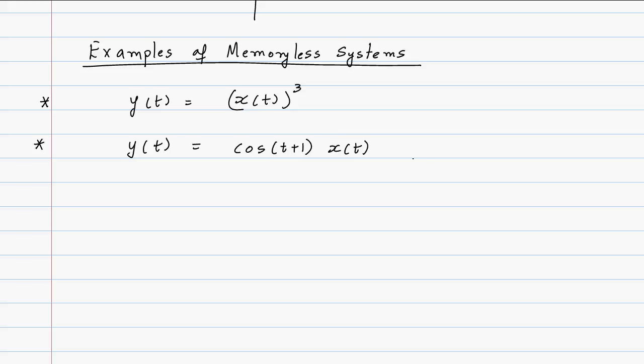I don't have to wait for 1 second in order to be able to compute cosine t plus 1. However, if I had x of t plus 1 or t minus 1, then that is a system that has memory.